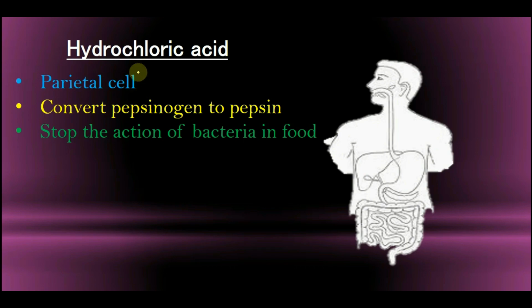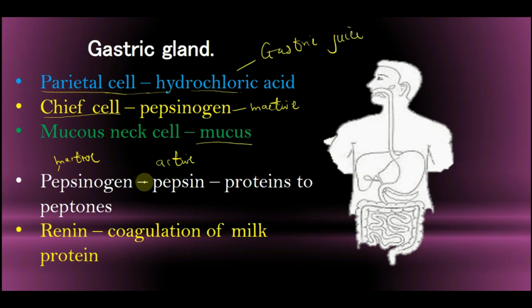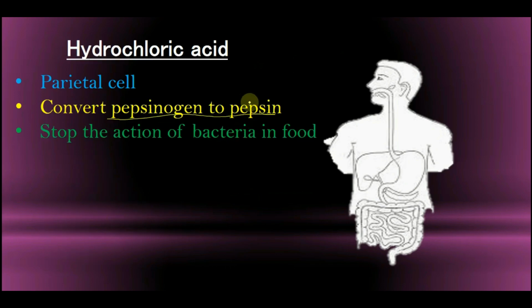The major function of the hydrochloric acid is that it converts pepsinogen to pepsin. Pepsinogen is an inactive enzyme. It does not carry out any function, but when it comes in contact with hydrochloric acid, it is converted to pepsin. And this pepsin is responsible for the conversion of proteins to peptones. So very important: proteins to peptones. That's the function of the pepsin.